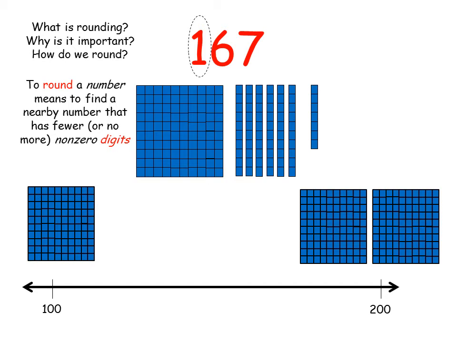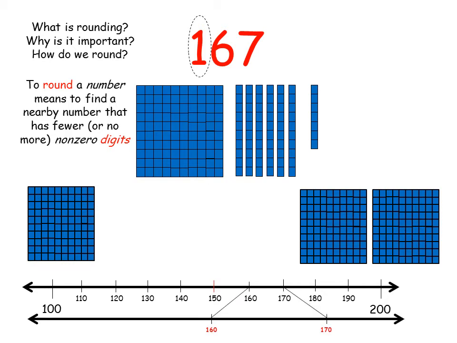So in trying to figure out whether 167 is closer to 100 or 200, we actually break our number line up. So the longer tick marks now are hundreds. So that means the smaller tick marks would have to be tens. So we have 100, 110, 120, 130, 140, 150, 160, 170, 180, 190, and finally 200. Now our number is 167. So that means that it is between 160 and 170.